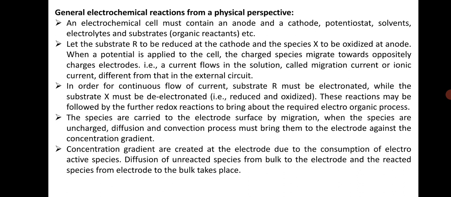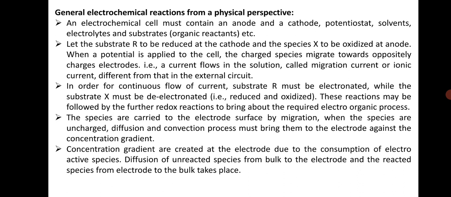The other thing is, whenever you apply a potential to the cell, the charged species will migrate towards the oppositely charged electrodes. Therefore a current will be produced, called the migration current or ionic current, which is different from the externally applied current.